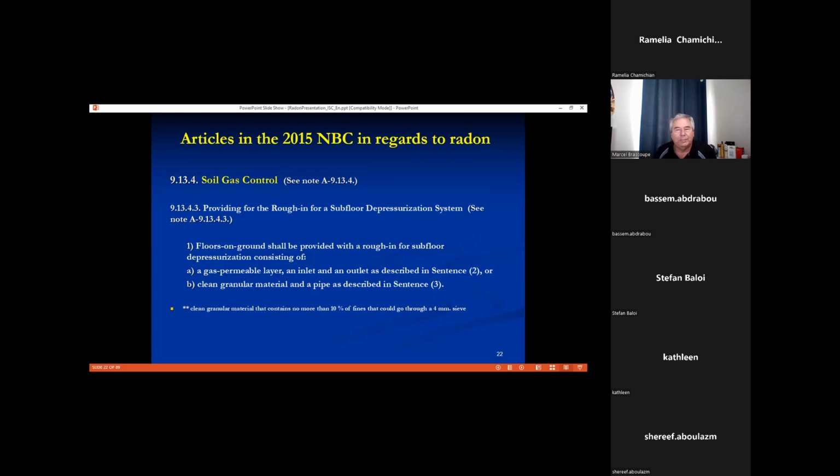to install what we call an active soil depressurization system. When we say clean crushed stone, what we mean is that it's crushed stone and it doesn't have any fine particles mixed in with the crushed stone. In other words, no sand mixed in with the crushed stone. It's got to be clean crushed stone.